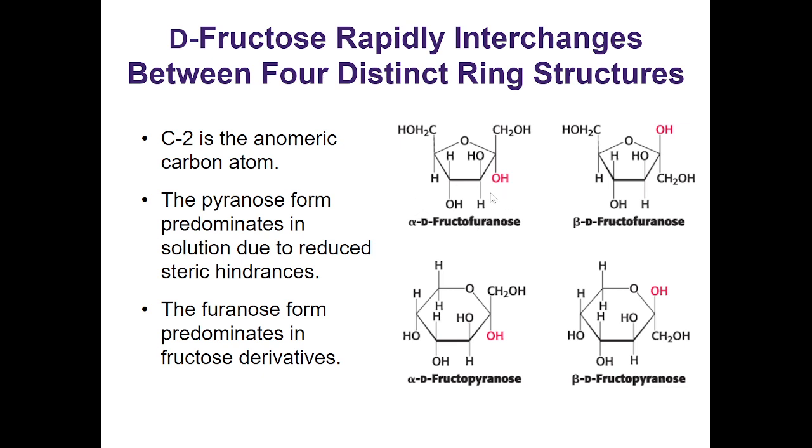And again, here's the alpha D-fructofuranose. That would be the alpha one that we actually looked at right there. Right here would be the beta version of that. And again, the OH is on the top next to that one. See that okay?